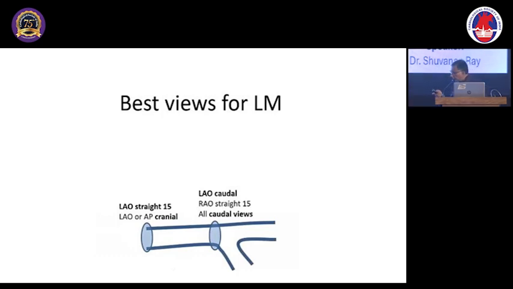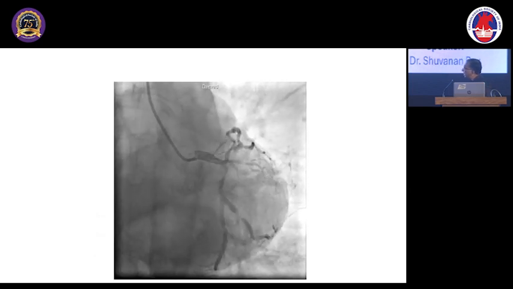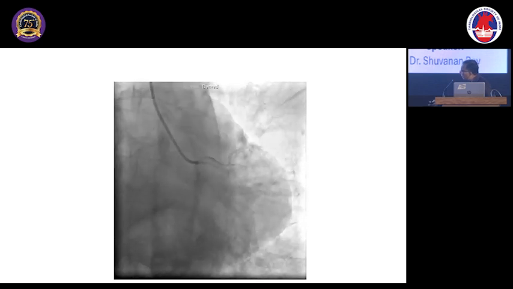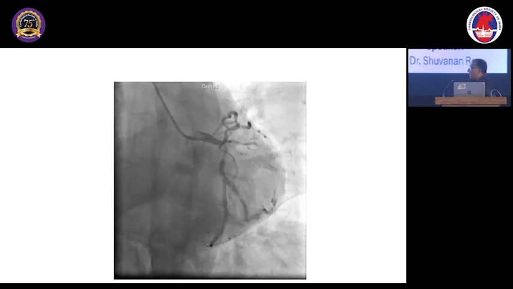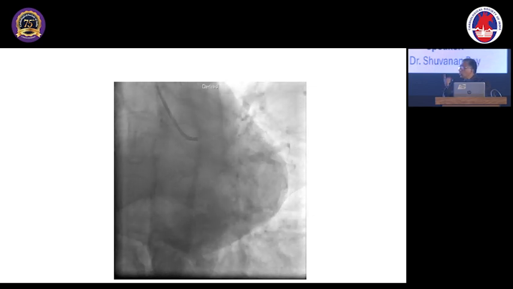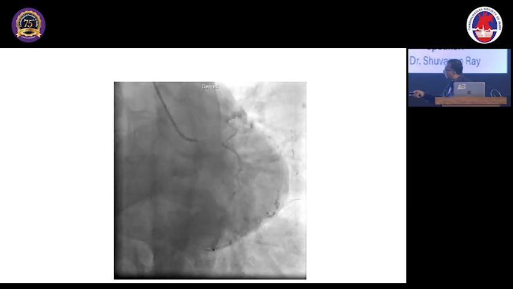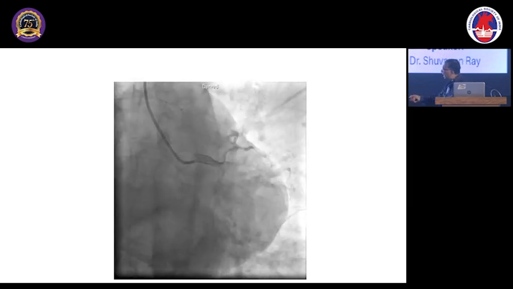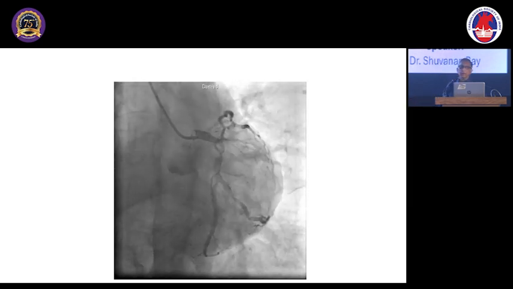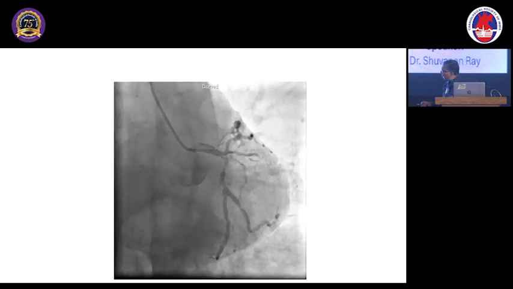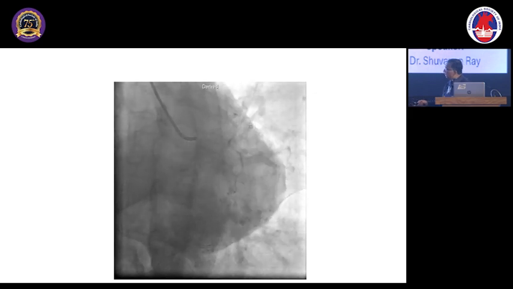So again, if you look at the views, like in the cranial views, all of them will show this. The LAD will come upward, downwards. Why am I showing this? There are two grooves in the heart: the AV groove and the interventricular groove. The RCA and LCX are both in the AV grooves, the right AV groove and the left AV groove.